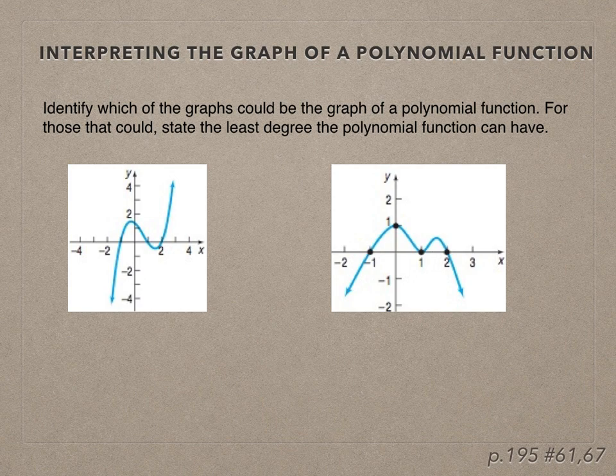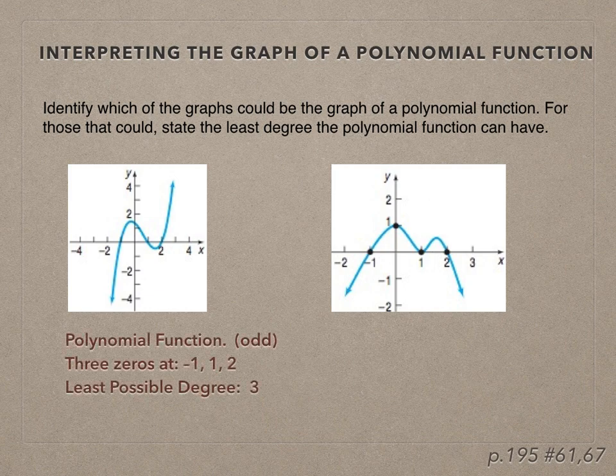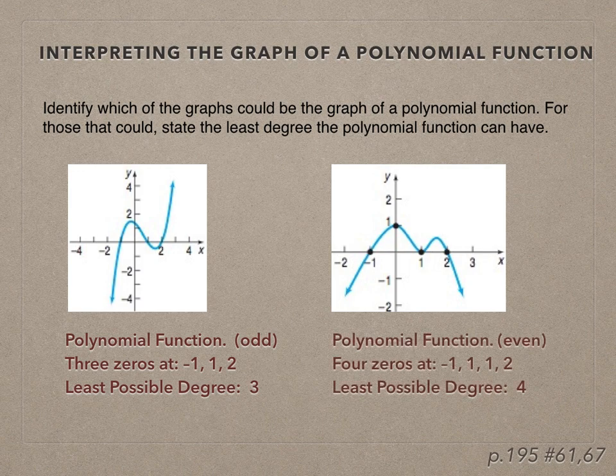There are 3 zeros at -1, 1, and 2. Because there are 3 zeros, the least possible degree is 3. In that second graph, this is an even polynomial function because the left end and the right end are both tending down. The leading coefficient in this case, of course, would be negative. There are 4 zeros at -1. Then there's a double root at 1 and 2. The least possible degree here would be 4.